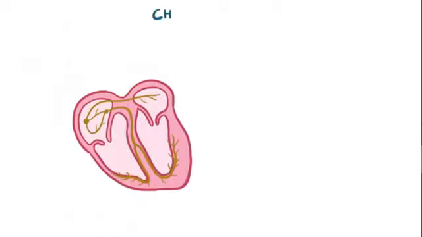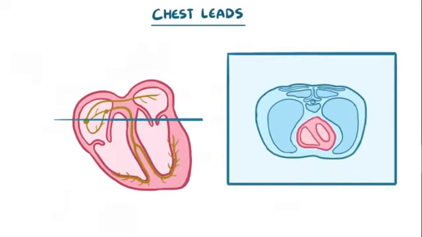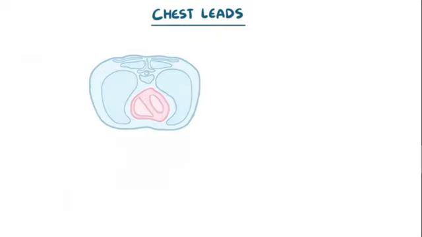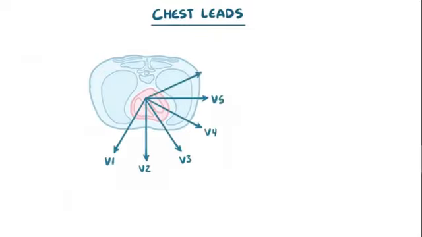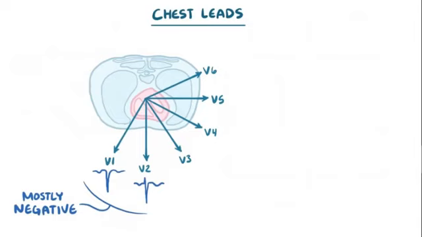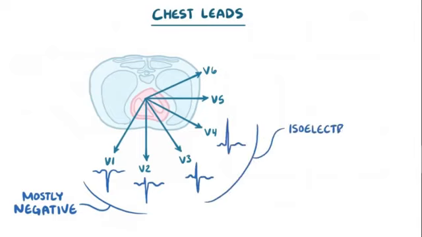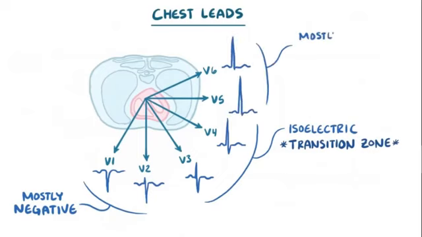Now let's switch gears and talk about the chest leads, which essentially view the heart in a different plane. Now looking down at the heart, we have leads V1, V2, V3, V4, V5, and V6. Normally the QRS complex is negative in leads V1 and V2. It's isoelectric in leads V3 and V4, which is called the transition zone, and positive in leads V5 and V6.